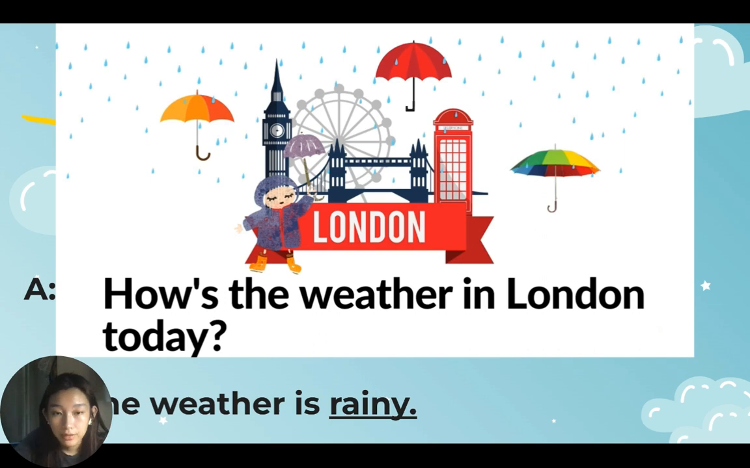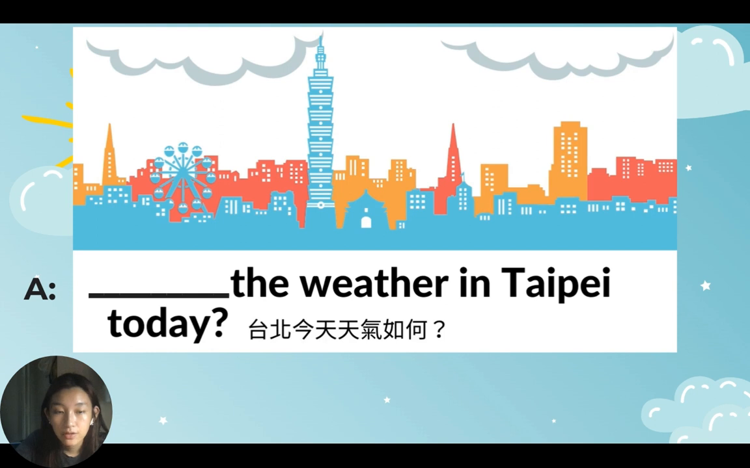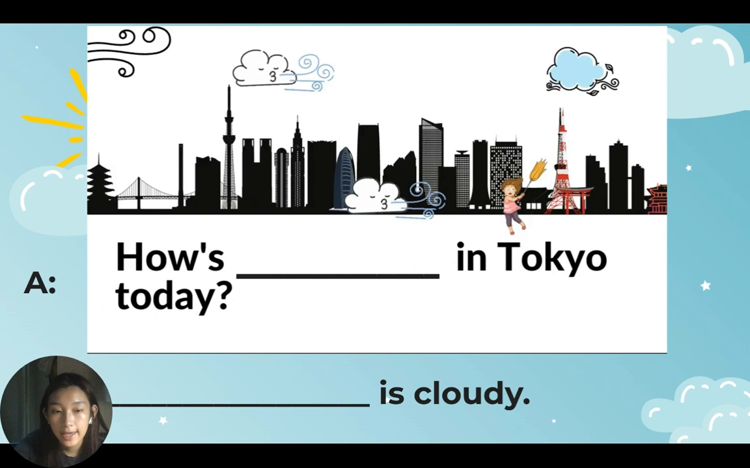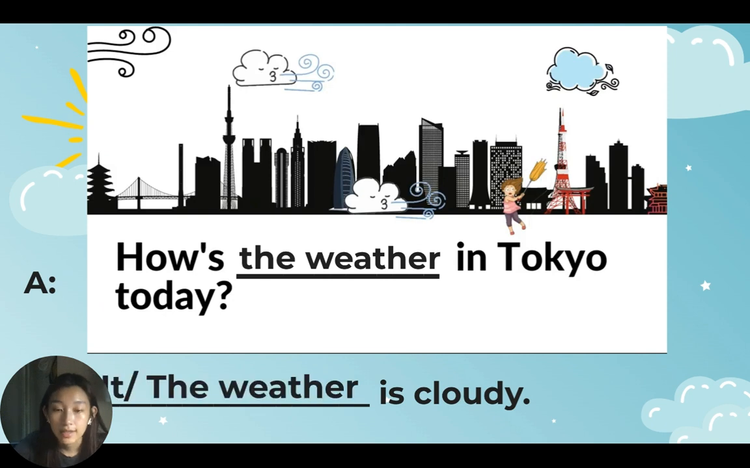Okay, group 1, please do your role play. Great. You have to ask, how's the weather in Taipei today? Yes, you can answer, the weather is cloudy. Okay, group 2, please do your role play. Excellent. You have to ask, how's the weather in Tokyo today? Great. You will answer, it is cloudy. Great, great.